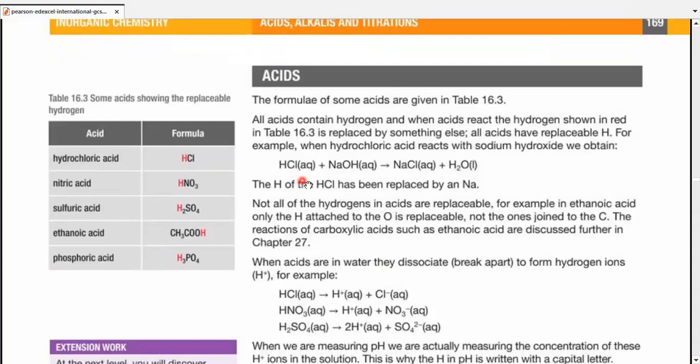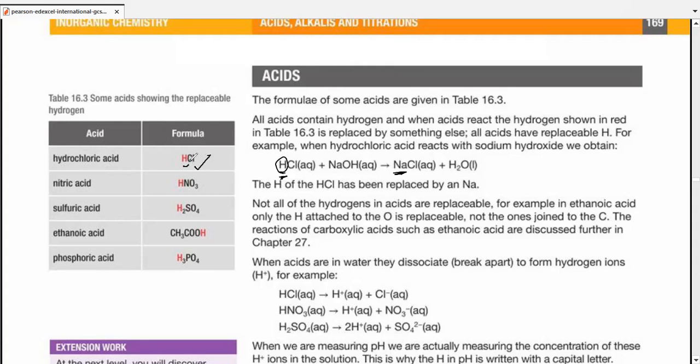So let's discuss acids. An acid contains hydrogen, and when acids react, the hydrogen is replaced by something else. All acids have replaceable hydrogen atoms in their structure. For example, when hydrochloric acid reacts with sodium hydroxide, this specific hydrogen is replaced by a metal, in this case sodium. As you can see in this formula, they have hydrogen that can be replaced.